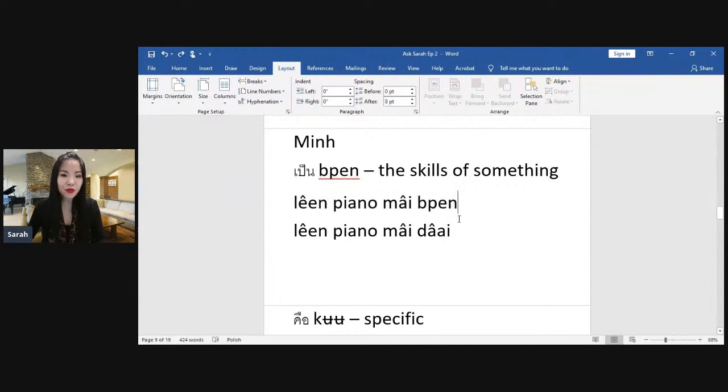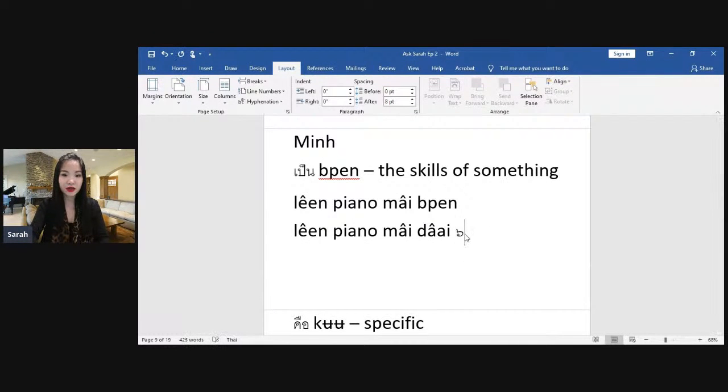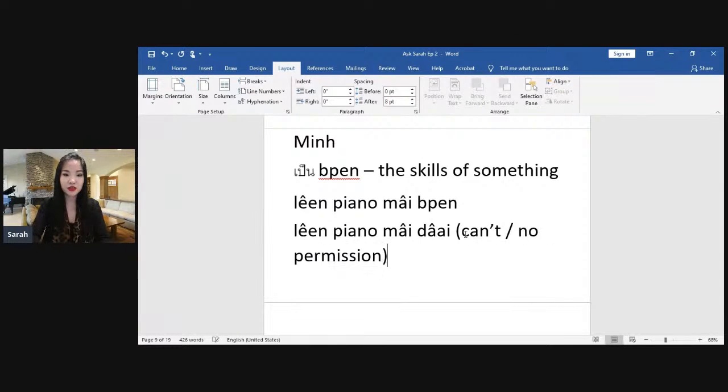Well, I would say most of the time it means different things. If I say Sarah เล่นเปียโนไม่เป็น, it means that I cannot play piano. I don't have the skills to do that, right? But if you say เล่นเปียโนไม่ได้, it means that I cannot play right now. Maybe my neighbors are already sleeping. So right now I cannot play. Can't do it as in no permission or shouldn't do it. But this one is like no skill to do it.